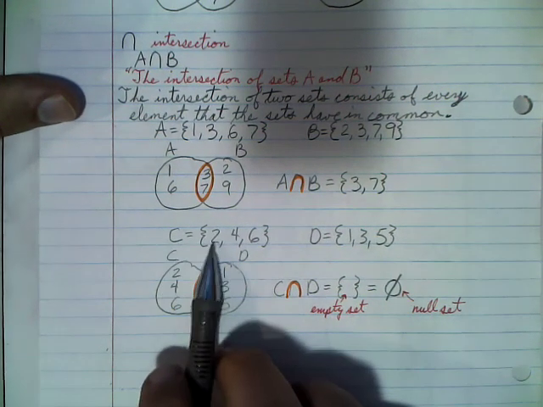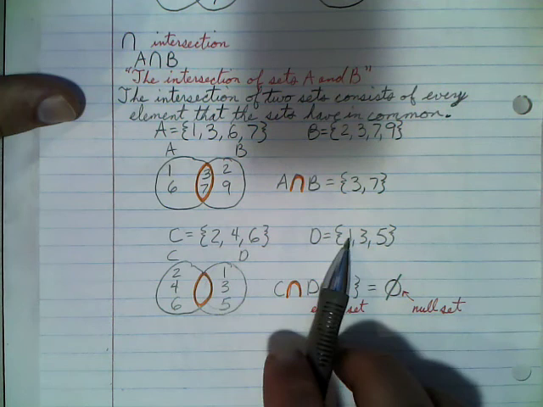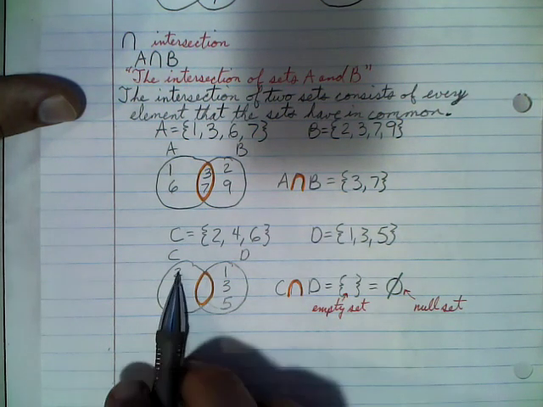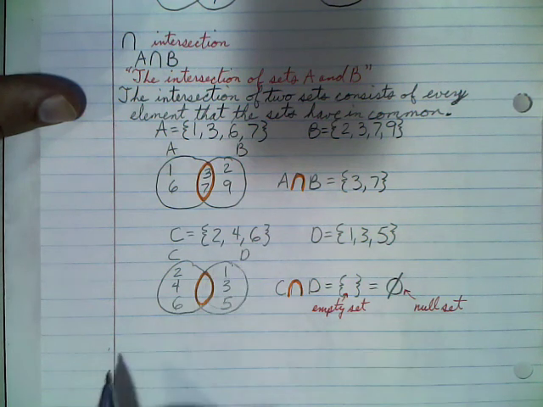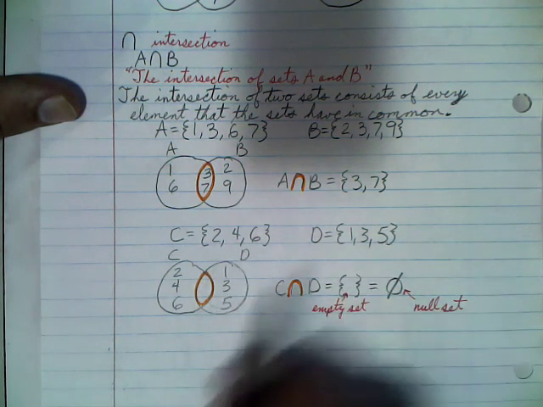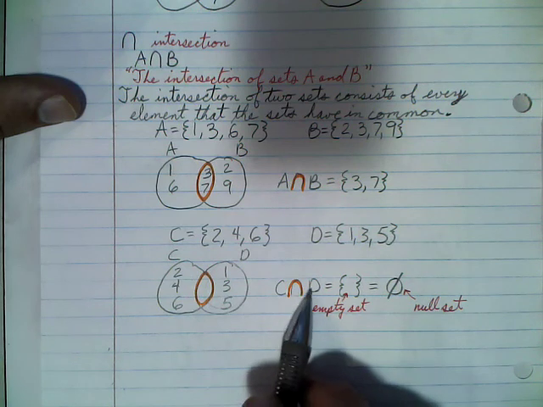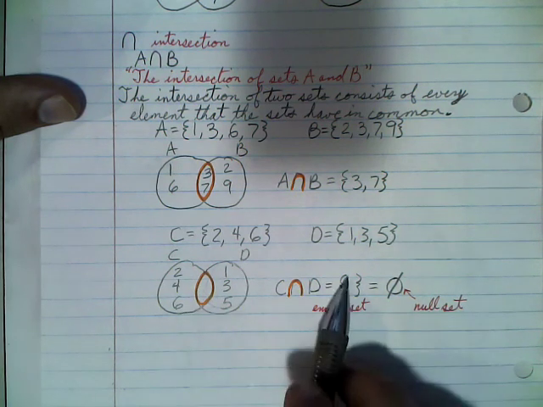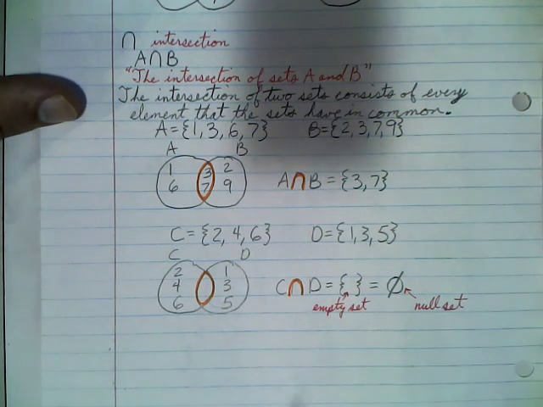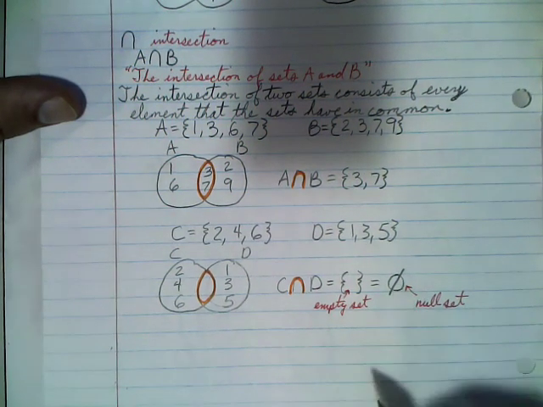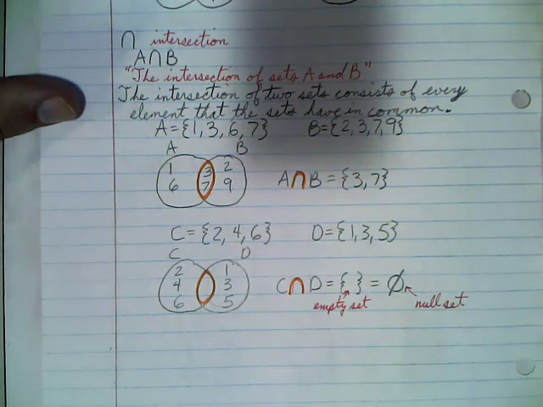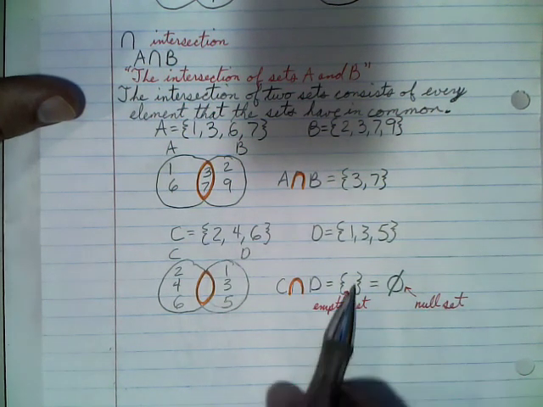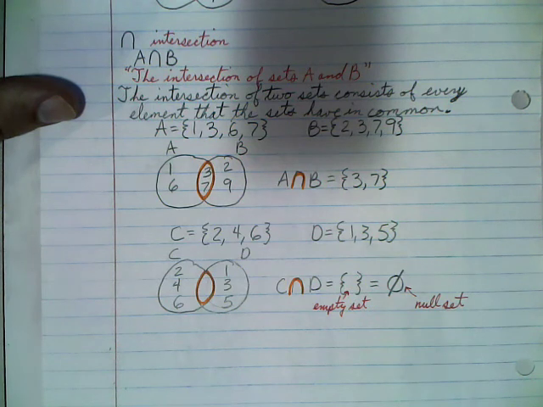All right, so C was 2, 4, 6. D was 1, 3, 5. So in my Venn diagram, 2, 4, 6 are only in C. 1, 3, 5 are only in D. So the intersection is the overlap. There was no overlap, so we just do 2 braces and it's empty, so an empty set. Or we can use this symbol here, null set, which can also be called an empty set as well. For that matter, this could be called a null set as well. So null set, empty set, there's nothing in there.